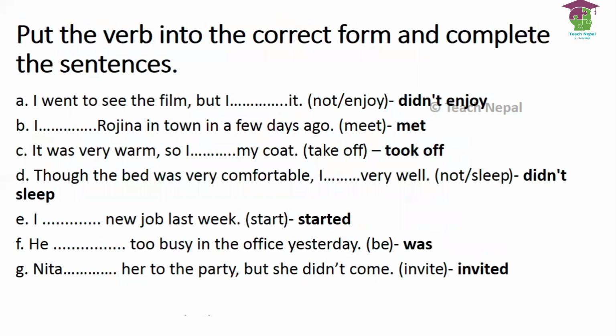So next here you need to write the correct form of the verbs and complete the sentences. I went to see the film, but I didn't enjoy it. It means I didn't enjoy because the first clause is in past form, so we need to write that. I met Rosina in town a few days ago. It was very warm, so I took off my coat, right? So in this way, please see the bold form there immediately after the bracket or parenthesis given there.